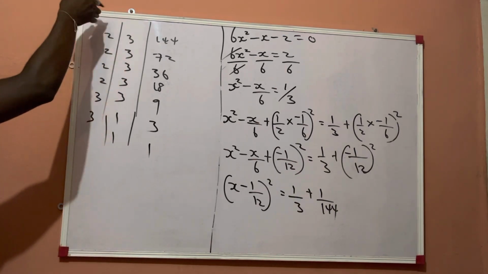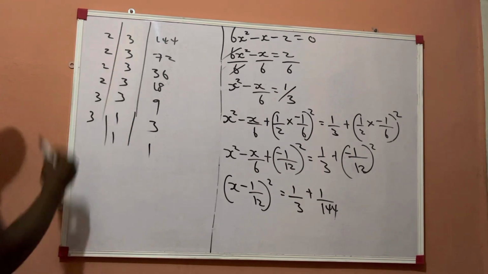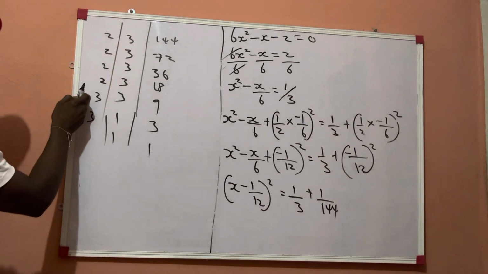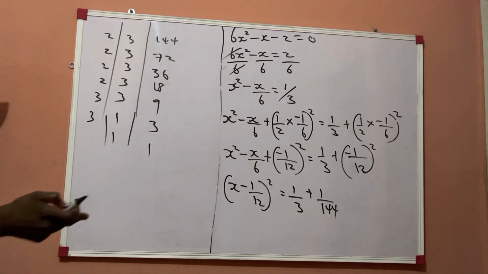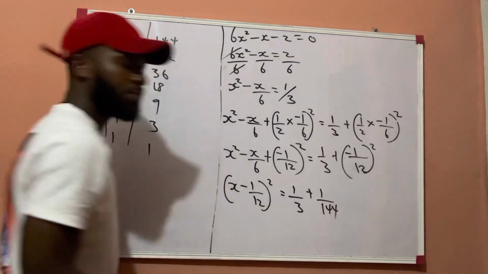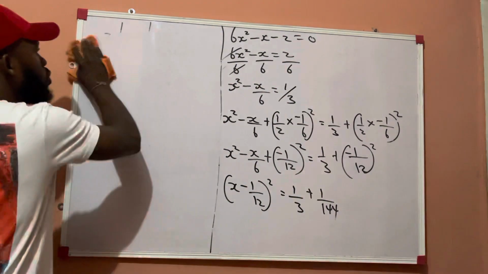Now, 2 times 2 gives us 4. 4 times 2 gives us 8. 8 times 2 gives us 16. Now, 16 times 3, 6, 12, 18 will give us 48. And 48 times 3 will give us 144. Now, without wasting time, our LCM is 144.